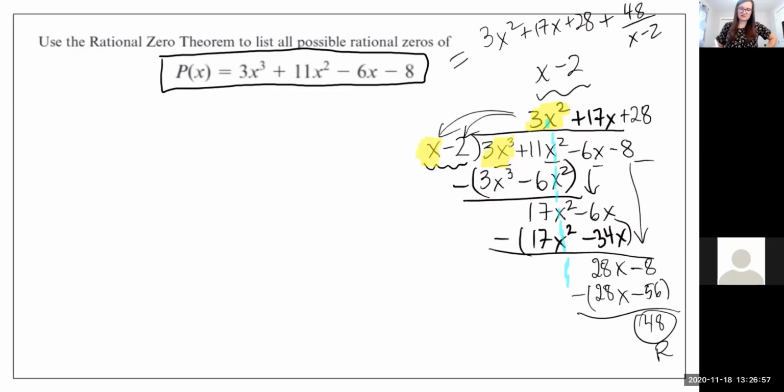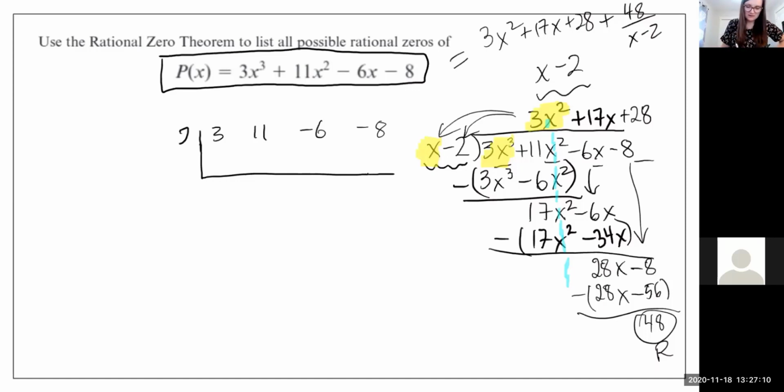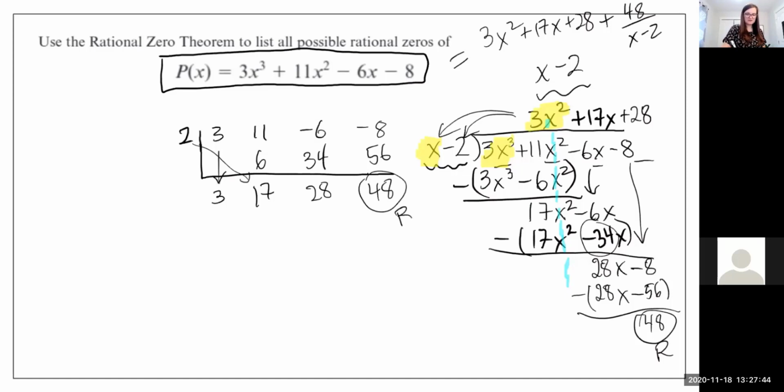One would be to shorten this process and use the synthetic division process here, where, remember, you use the opposite number, the result of the zero of the linear factor. Then you drop, multiply by the 2. This is your multiplier. And then you get all these same numbers that you had here. And again, you get your remainder and your resulting polynomial.